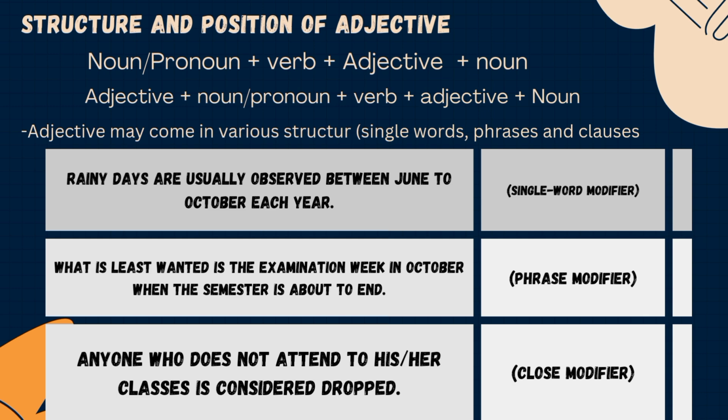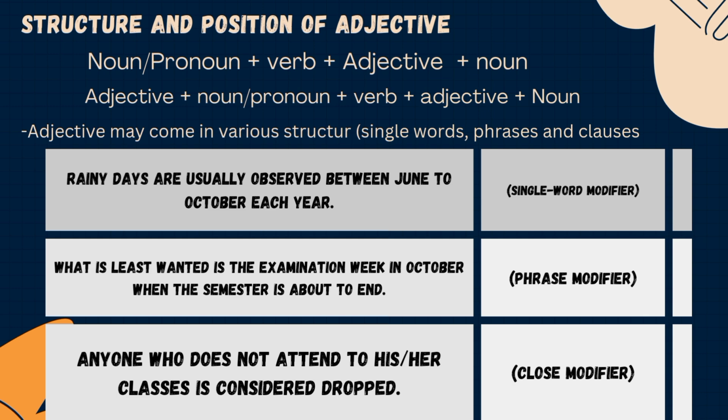Next is phrase modifier. Some phrase modifier is what is least wanted is the examination week in October when the semester is about to end. Ang when the semester is about to end ay isang adjective phrase na nagde-describe sa examination week. Ginagamit ang phrase na ito para mas maging malinaw ang ibig sabihin ng examination week.